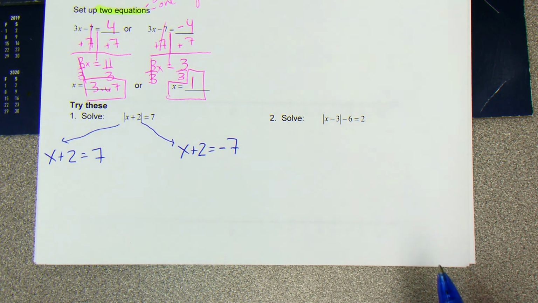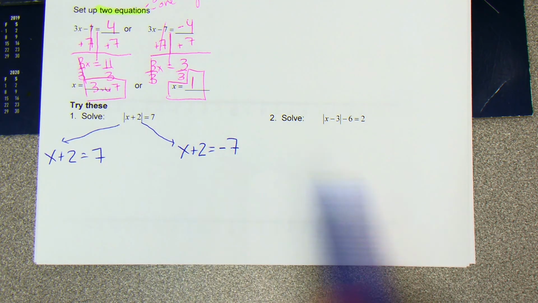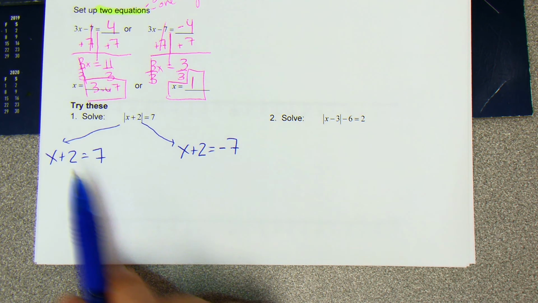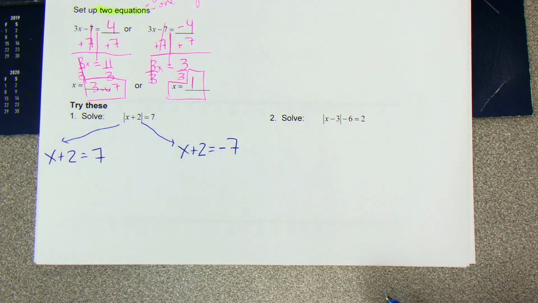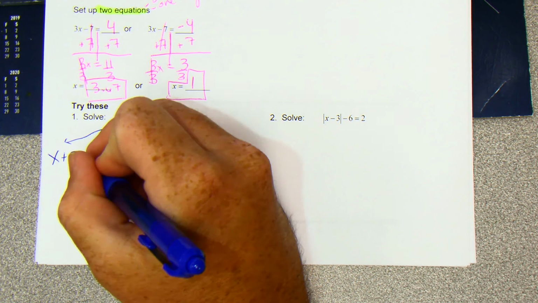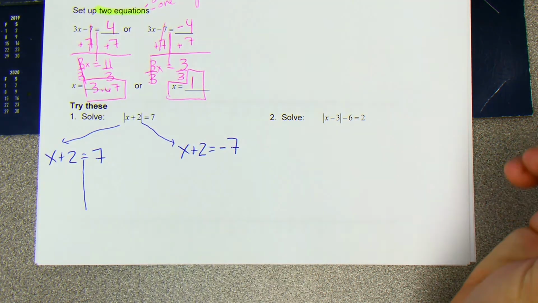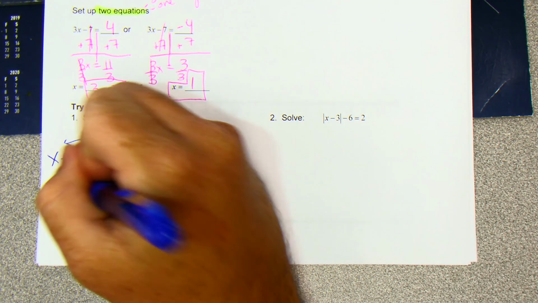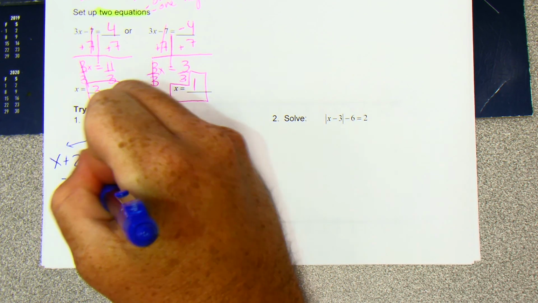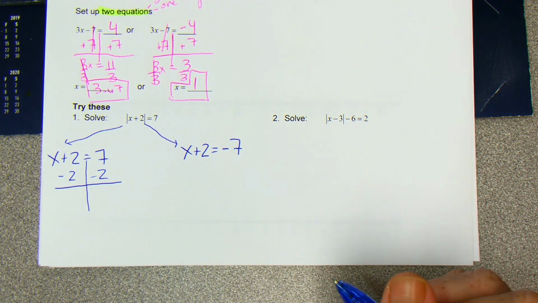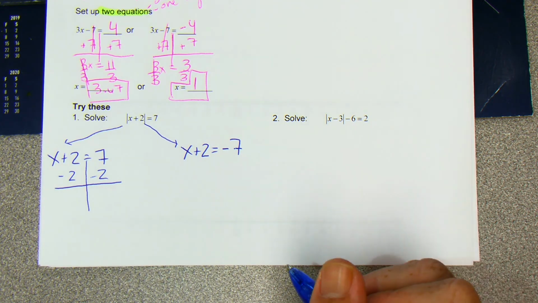Remember, when we split these up, we always set one equal to a positive and one equal to a negative. This is my one that's equal to a positive, and this is my one that's equal to a negative. Now I just solve these like I normally would. I'm going to subtract 2 because that's a positive 2, and I need to do the opposite to move it to the other side of the equals sign.